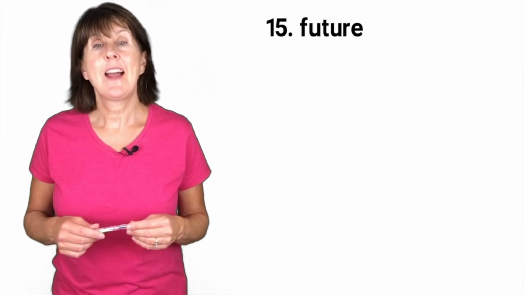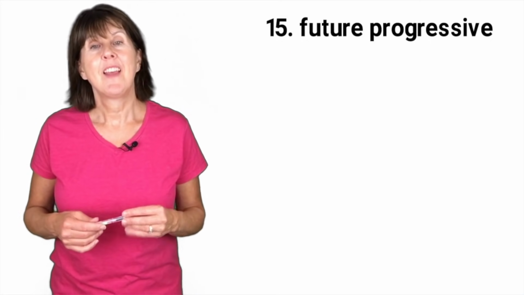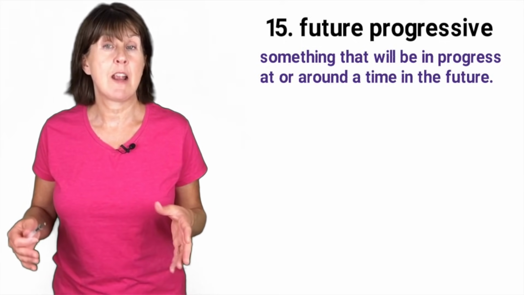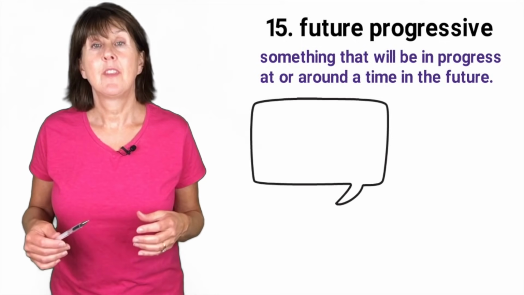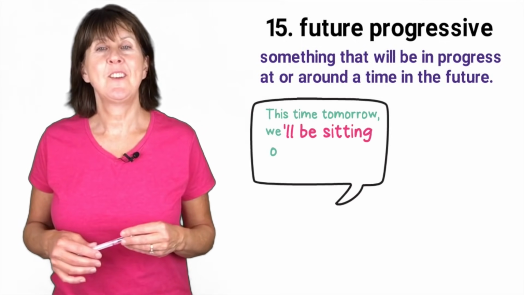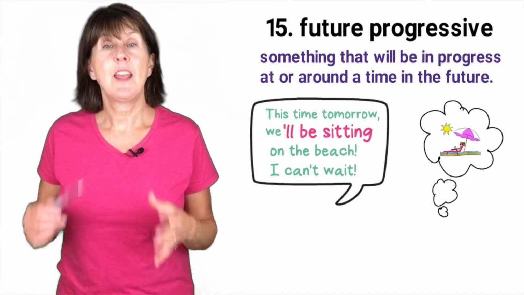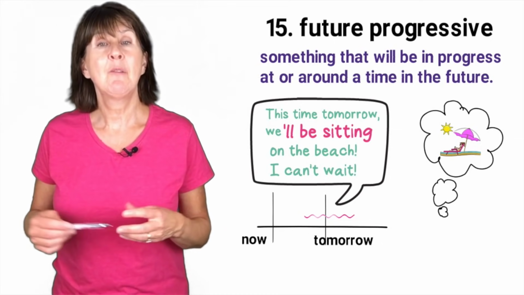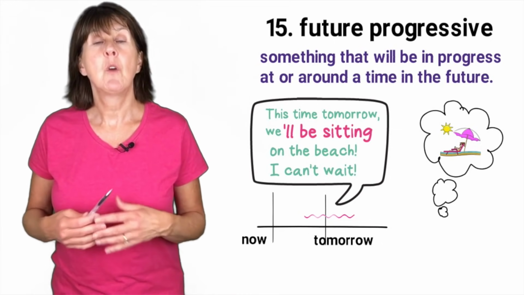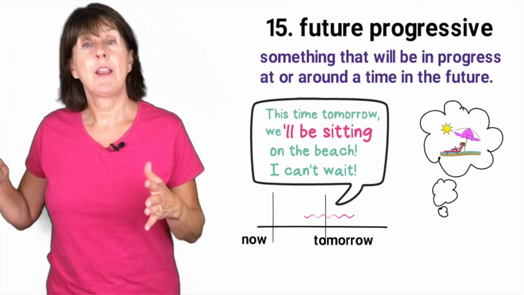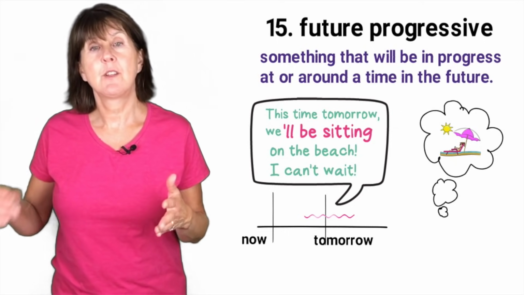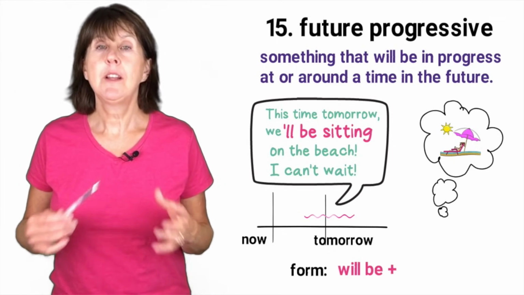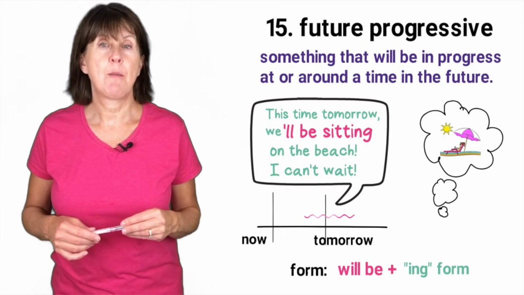So now looking at the future progressive. This is used for something that will be in progress at or around a time in the future. So this time tomorrow, we'll be sitting on the beach. I can't wait. So here on the timeline, you can see that we will be sitting on the beach in the future. Here we're imagining a time in the future when we'll be doing something over a period of time. Remember, it's the continuous form, so it's over a period of time. The form is will be plus ing, the ing form of the verb.